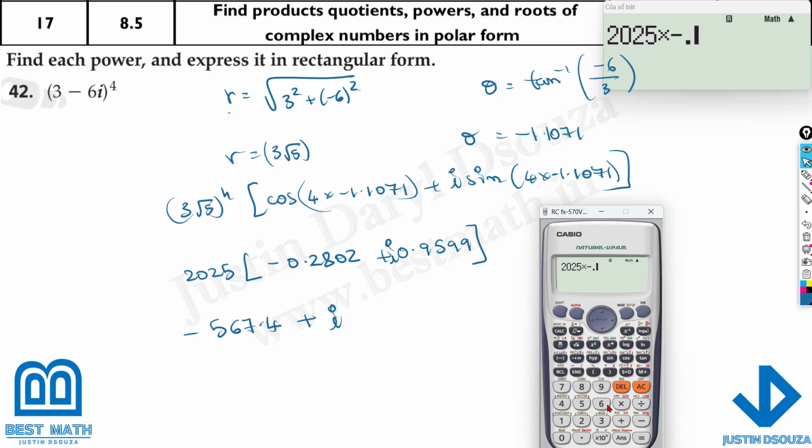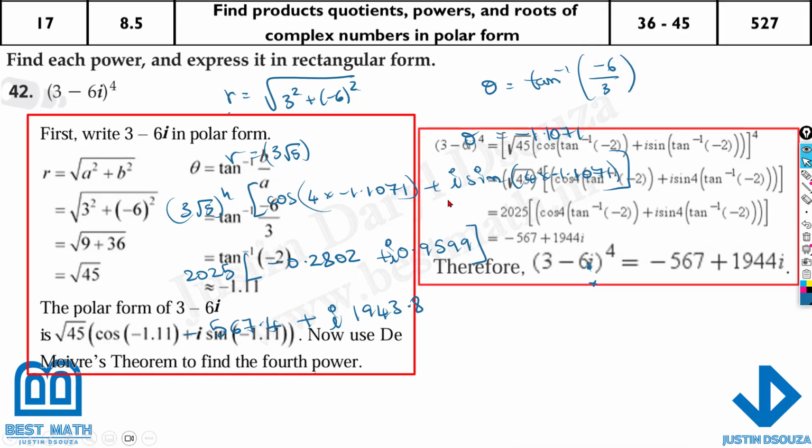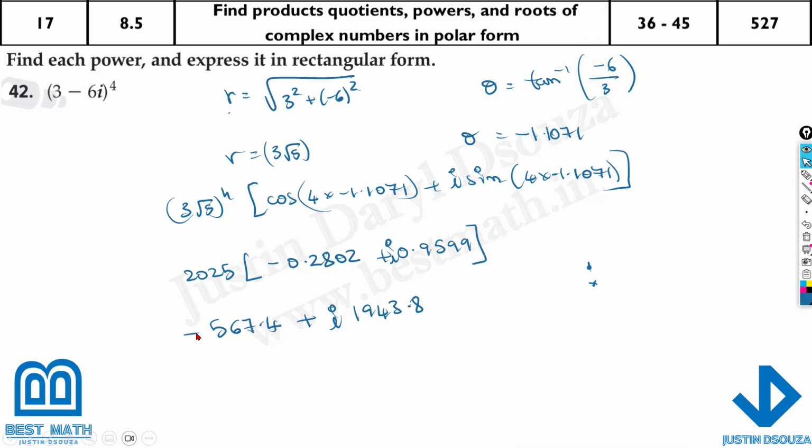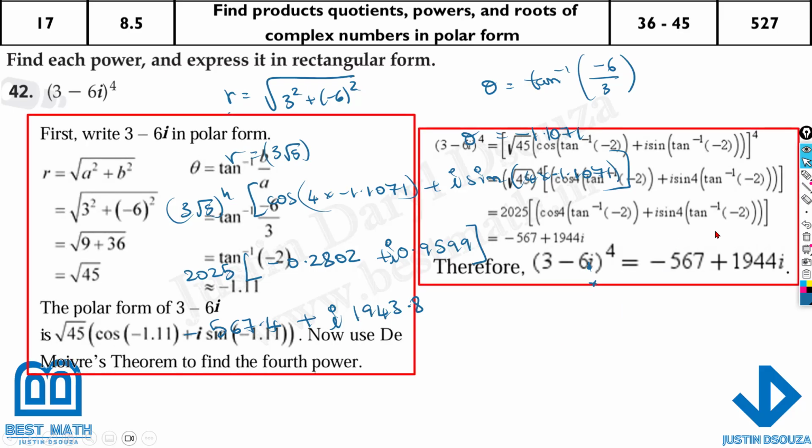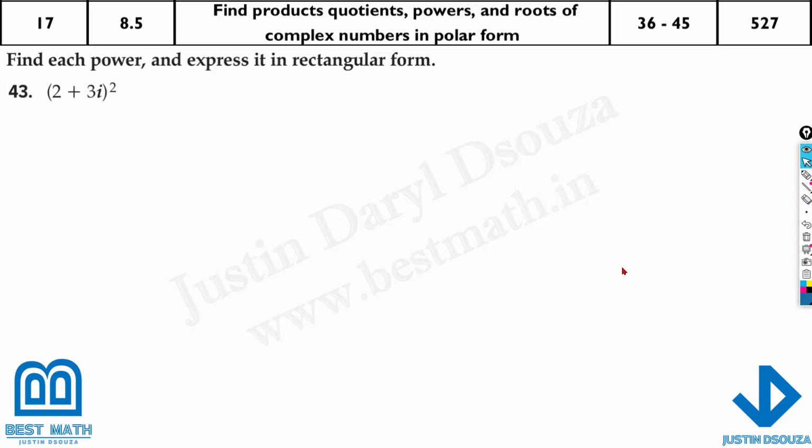Now here, it is just going to change to 0.9599. And it'll be, okay, it's minus. Sorry, it's plus. My bad, I put this minus by mistake. So this has to be plus 1943.8. So that should be the final answer. You can see this is minus 567, almost right. And over here we are nearly there. Why? Because we have not taken the exact value. We have taken 4 decimal points only. So that's how we solve these.